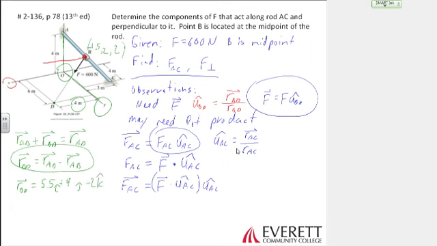Okay, so we have RBD. That's awesome. What are we using that for? To find our unit vector UBD. Okay, so I think I'm going to finish this on this page. So now we need UBD.